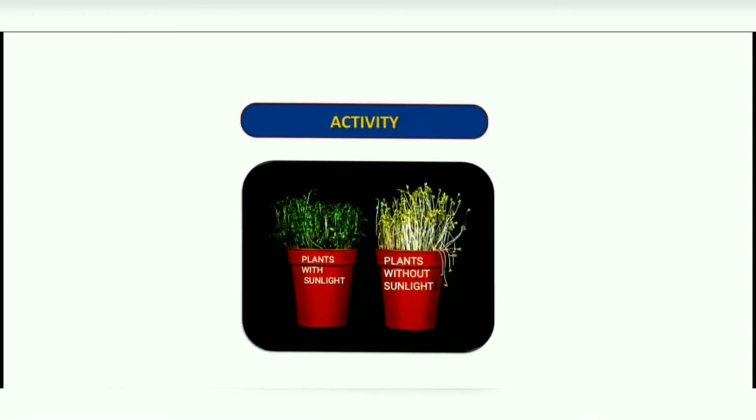Basically, because of the absence of sunlight, photosynthesis will not occur and the chlorophyll will start degenerating, so there will be yellowing of leaves. This small activity makes sure that sunlight and carbon dioxide are very much essential for photosynthesis. Then you can see that in the absence of sunlight the green plant becomes yellow, and you can see the difference between the presence and absence of sunlight.